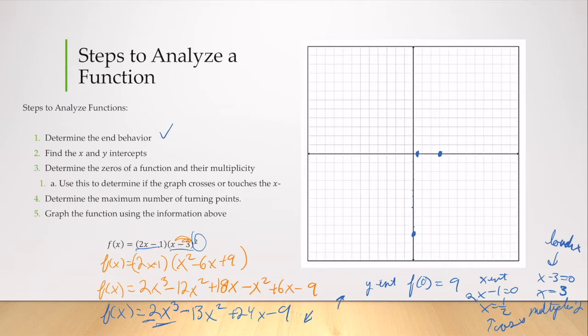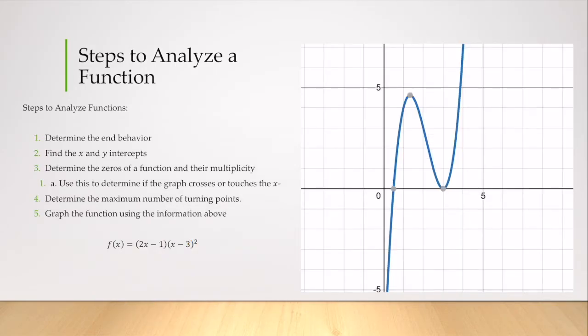My maximum number of turning points is going to be our degree minus 1, which is 2. So I can sketch a graph of our function like so. Beautiful. What a cute function. And this is what our graph should look like if you graphed it in Desmos, just so we could check our answers.